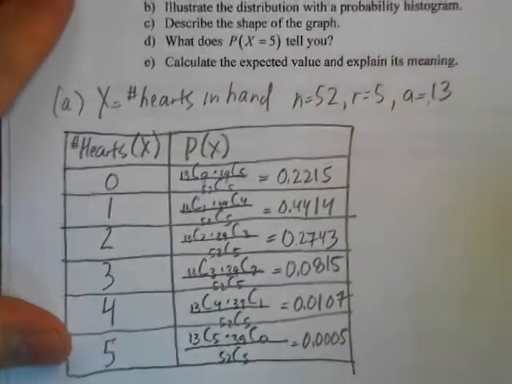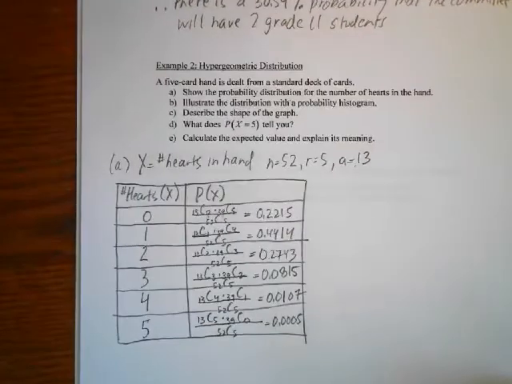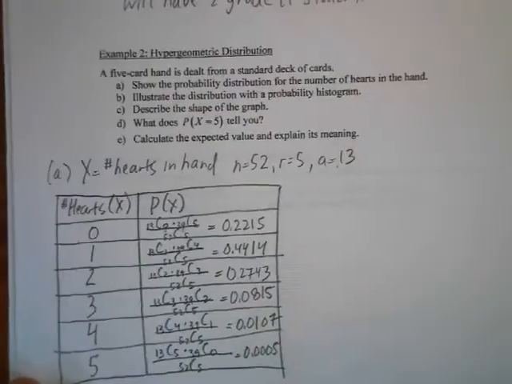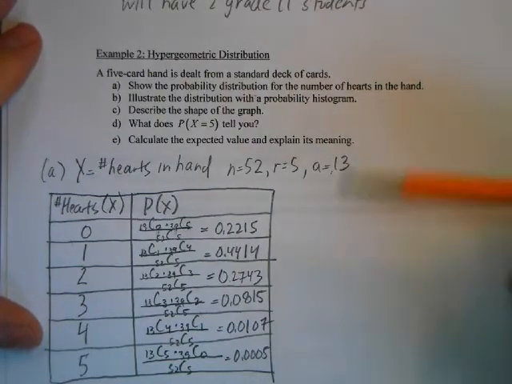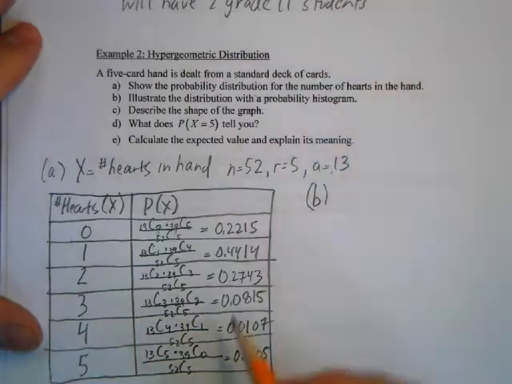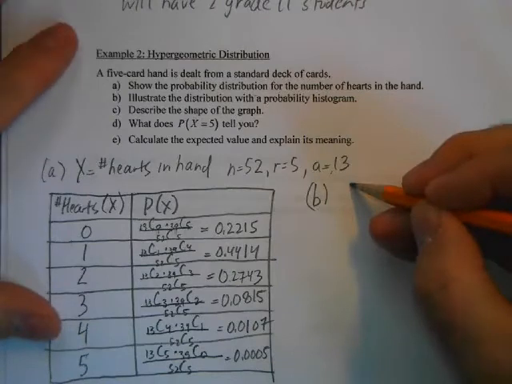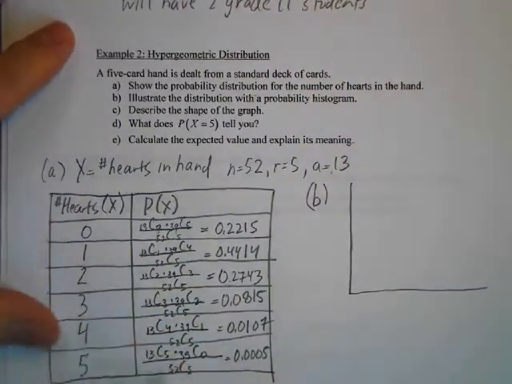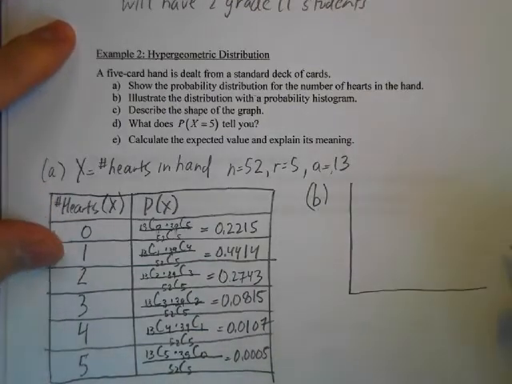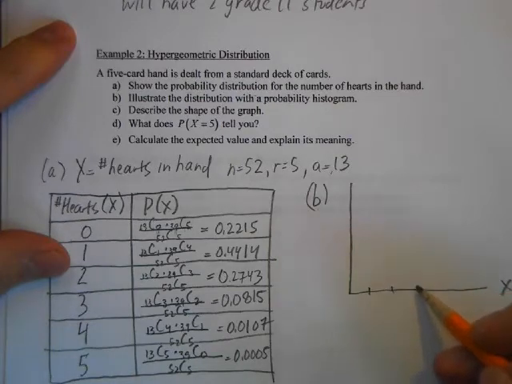Okay, so the second part of this, let me zoom out a bit, zoom back in. The second part is to illustrate the distribution with a probability histogram. It's basically taking the numbers from this table and showing them graphically. So on the horizontal axis, for our x value, we can have 0, 1, 2, 3, 4, or 5.